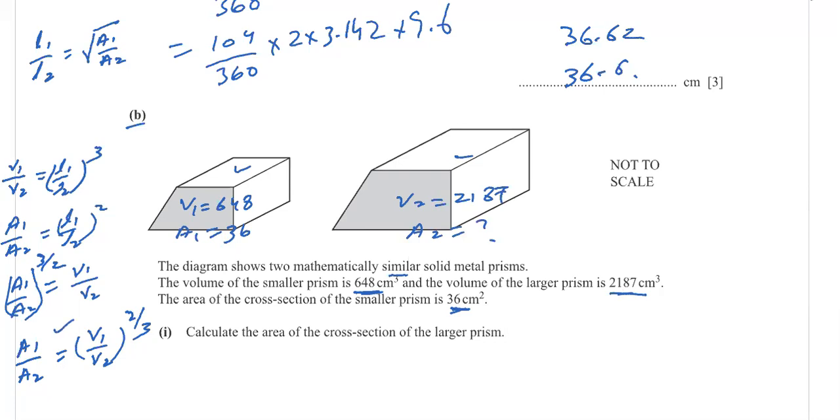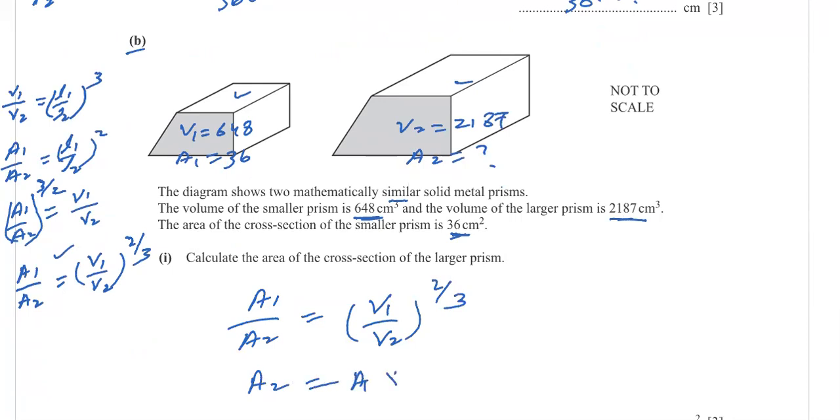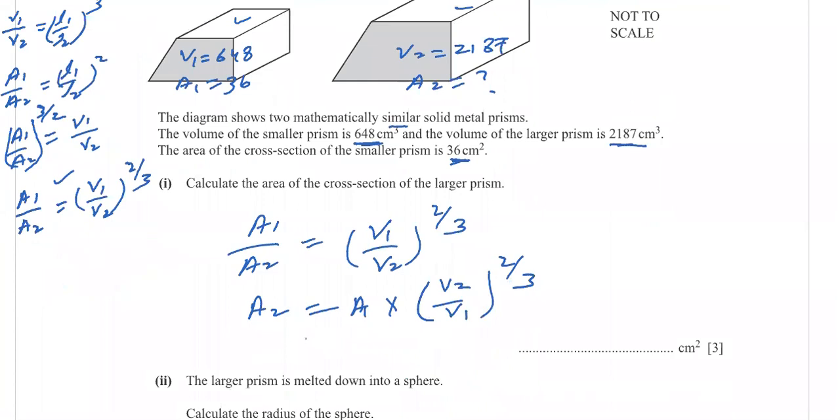So use this rule. A1 over A2 will be equal to V1 over V2 to the power 2 over 3. So to find A2, A2 will be equal to A1 times V2 over V1 to the power 2 over 3. Now just put the values: A1 is 36 times V2, which is 2187, over V1, which is 648, to the power 2 over 3.